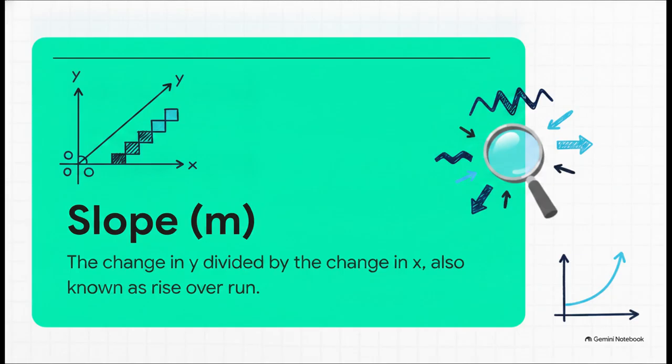If you're at coordinate (1, 2), and you walk to coordinate (4, 8), you had to run horizontally by 3 units and rise vertically by 6 units. 6 divided by 3 gives you a slope of 2. For every 1 step right, your little staircase goes up 2 steps.